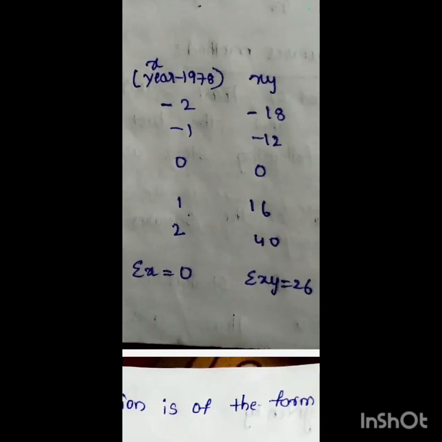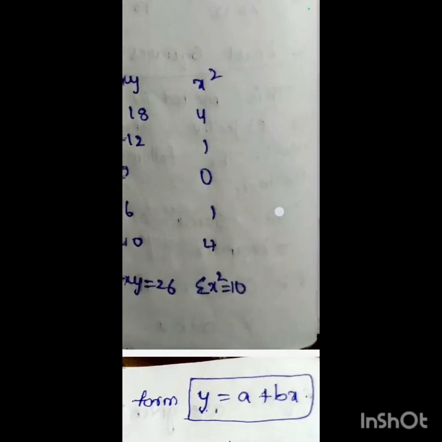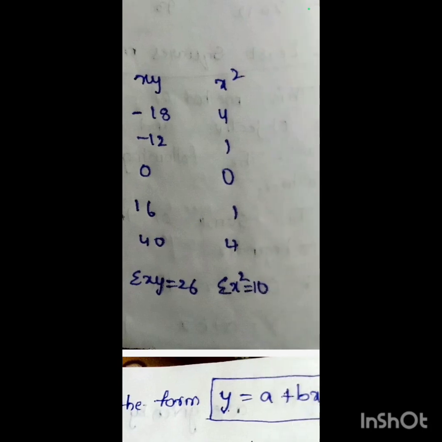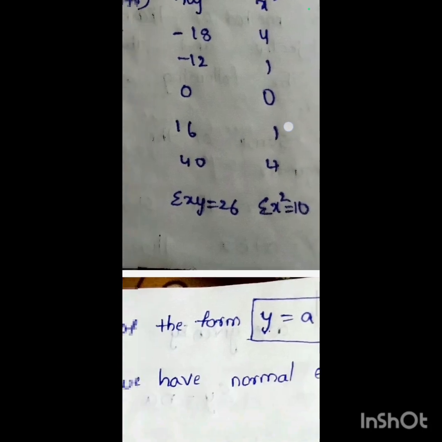Next, x square: these are the x values, we are squaring them and also summing. 2 square is 4, 1 square is 1, 0 square is 0, 1 square is again 1, 2 square is again 4. If you add them, you get sigma x square value as 10. By substituting these values in our normal equations, we are trying to solve them.